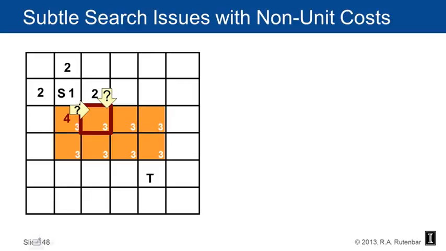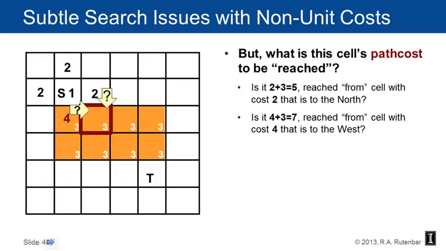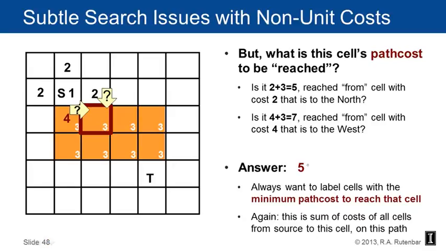What's the right answer? Just to put this in words, what is the cell's path cost to be reached? The highlighted red cell that is to the south and the east of the source cell, that is orange, costs 3. Is it 2 plus 3 equals 5 because I'm coming from the north? Or is it 4 plus 3 equals 7 because I'm coming from the west? And the answer is, it costs 5.